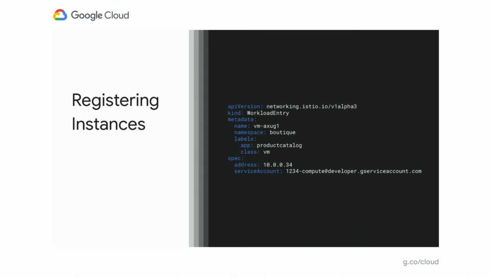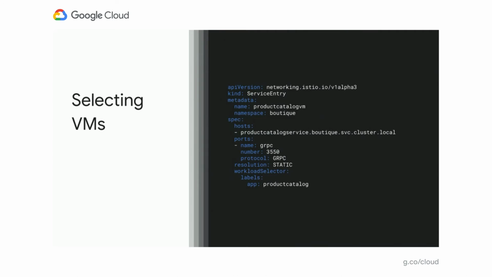A workload entry is basically a named endpoint in a namespace. It gives us a way to attach labels and attach a service account to an endpoint, and then that thing can be selected by the next thing we're going to talk about, which is the service entry. A service entry basically lets us create named mappings to endpoints in the same way that you do with Kubernetes services, except that it can also select workload entries.